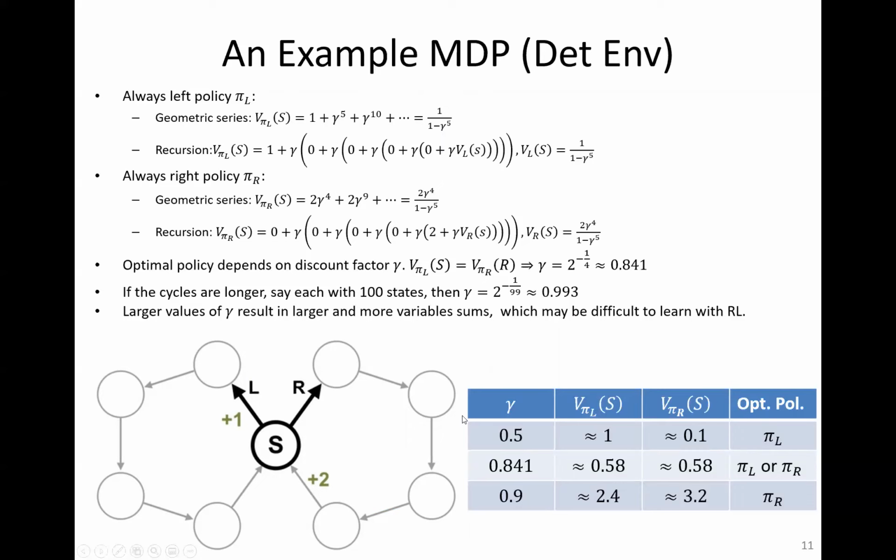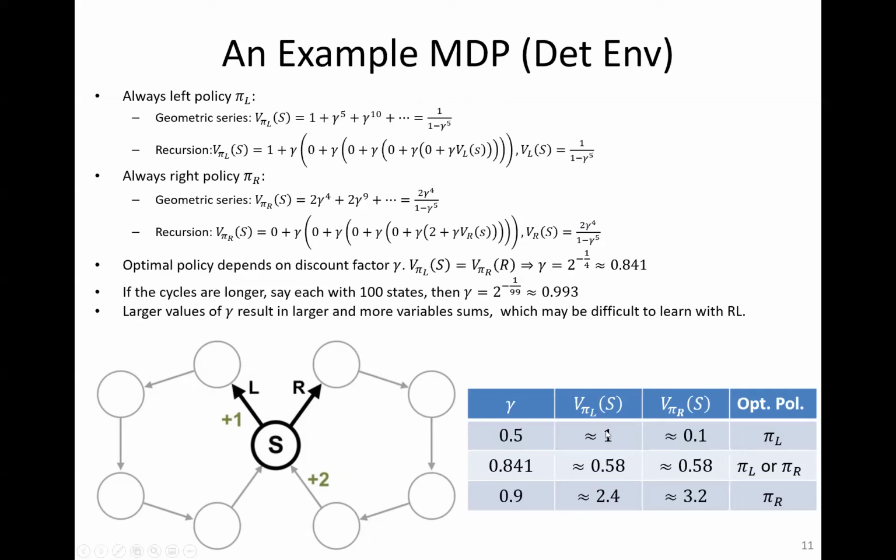For the always-right policy, you travel 4 steps and get 2 reward. So the first reward is 2 times gamma to the 4th power. And for the next one, you have an additional gamma to the 5th discount over the first reward. And the sum is this. Or you can use the recursion. So the optimal policy depends on the discount factor gamma.